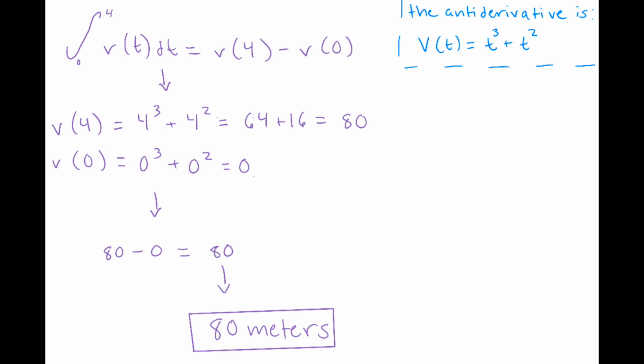And since our car's velocity function was in meters per second, we can say that the car traveled 80 meters in 4 seconds.